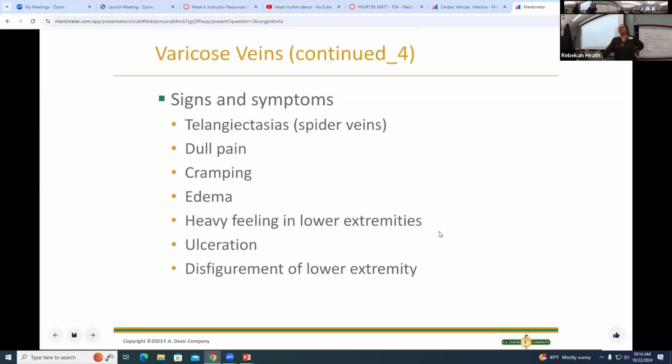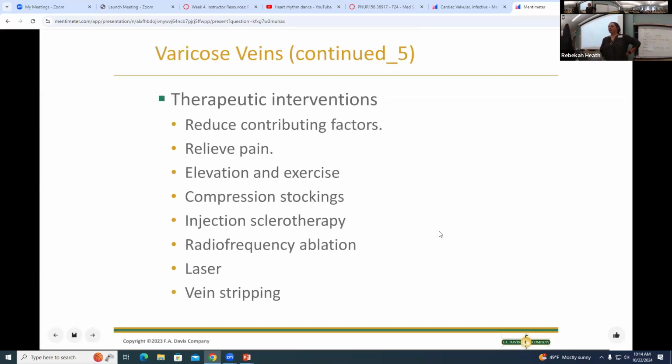Signs and symptoms. Sometimes you can start with little spider veins, but then they progress to these big varicosities. They are painful. Sometimes you'll see swelling around them. And a lot of times people will say their legs just feel heavy. That's one of the symptoms people will say. So we try to reduce the contributing factor. If they are standing for 12 hours a day, nurses, right? We might say, look, is there other options for you?